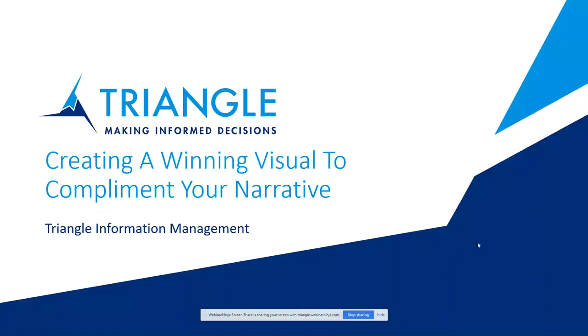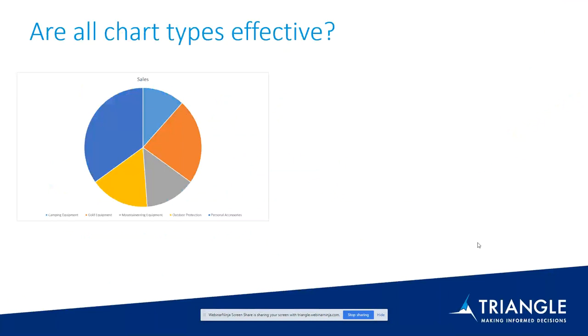Let's take, for example, a pie chart. Pie charts are typically used to show proportional data, but are they really that effective? Here you can see sales by product, but can you really tell how well each product type is doing? Which is doing better, camping equipment in the light blue or outdoor protection in the yellow? Unless we start cluttering the visual with labels and values, it is difficult to tell.